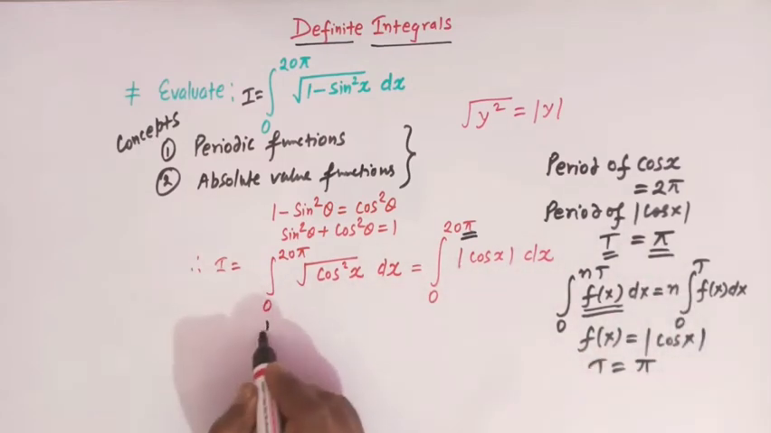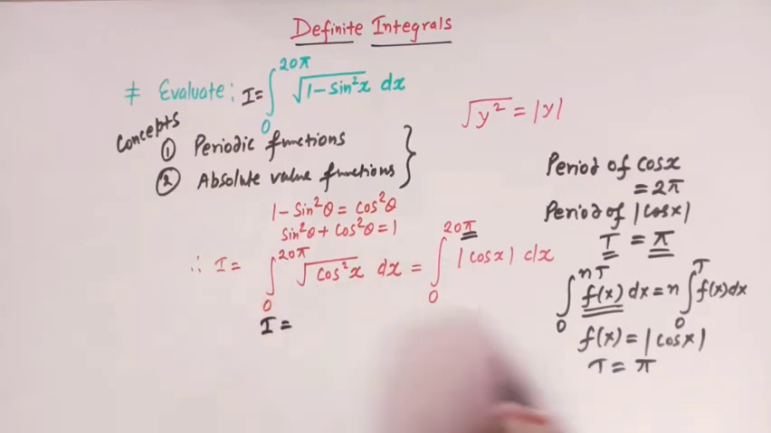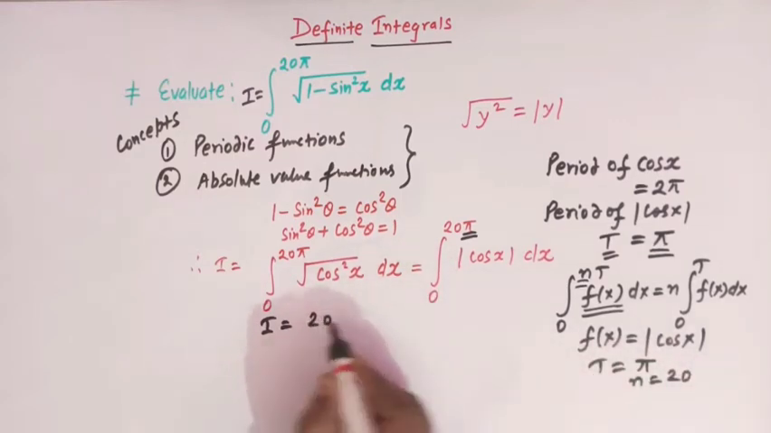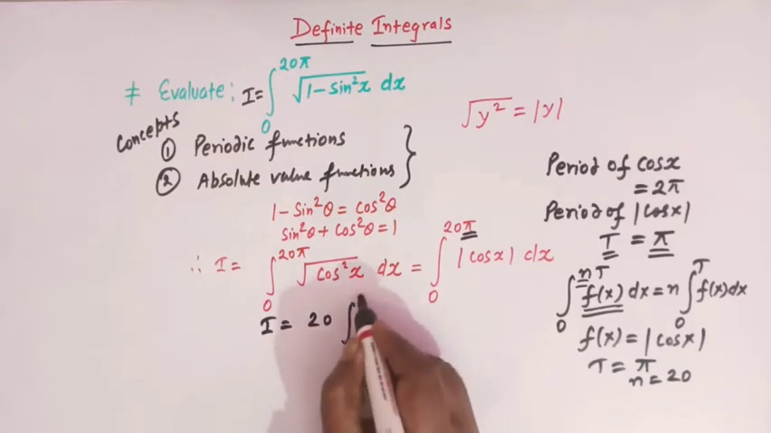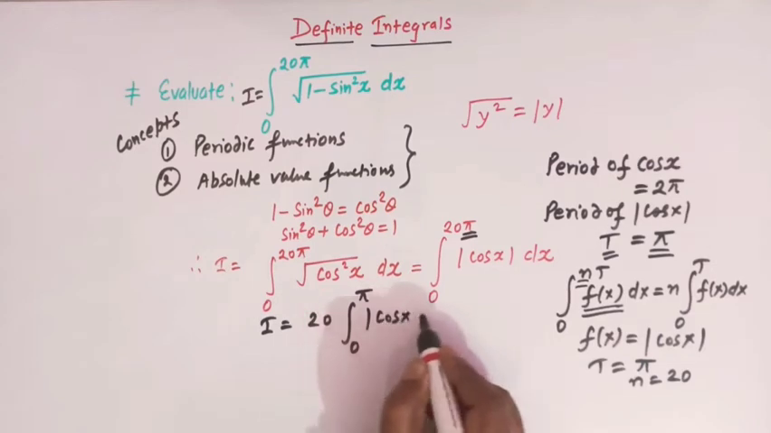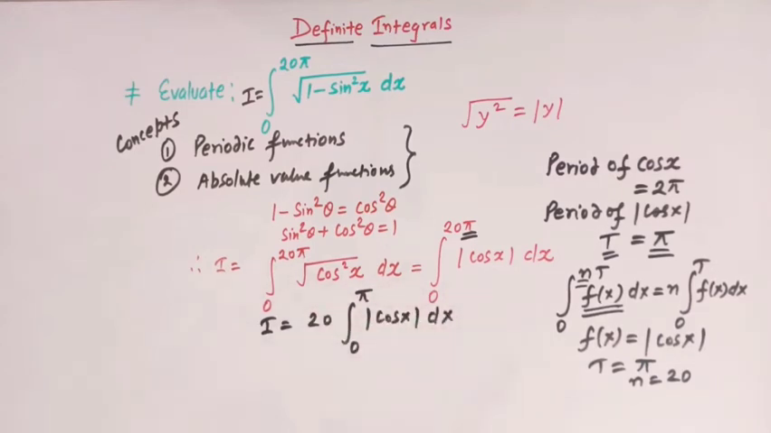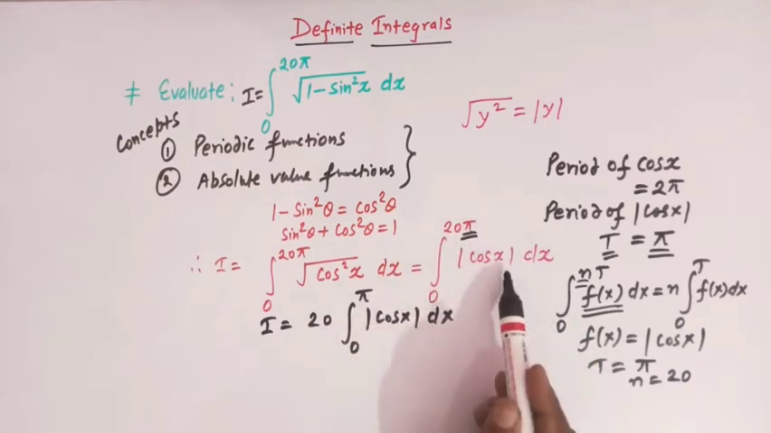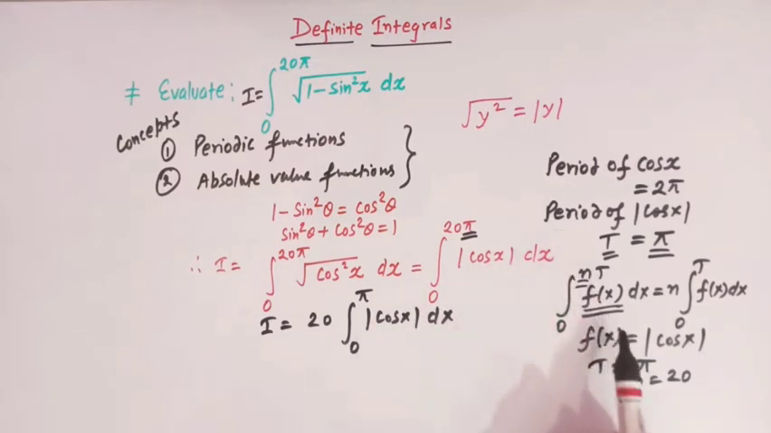So now this integral can be written with n equal to 20. We can write it as 20 times the integral from 0 to pi of mod of cos x dx. So here we have seen how to simplify this integral using the concept of period of the function mod of cos x.